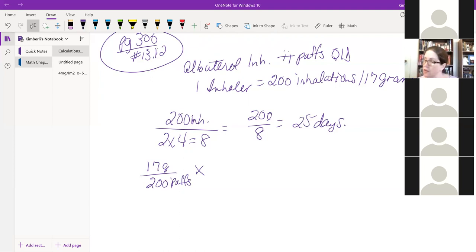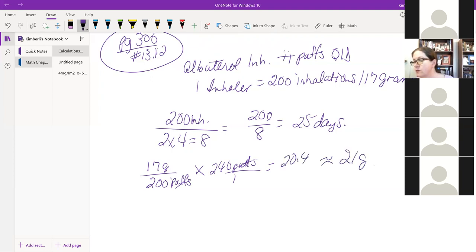If they're taking 8 puffs a day, 8 times 30 is 240. So in that case, I think they need 17 times 240 divided by 200, 20.4. I think they need to make them 21 grams, personally, because that would give them 240 puffs. So that's just my opinion.